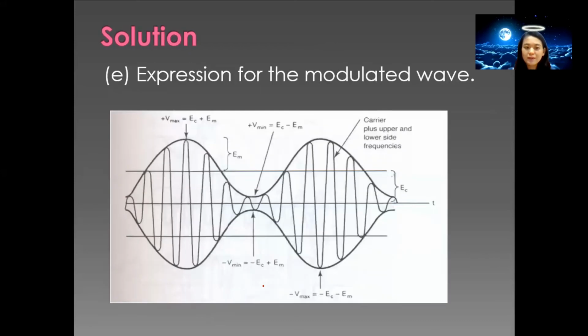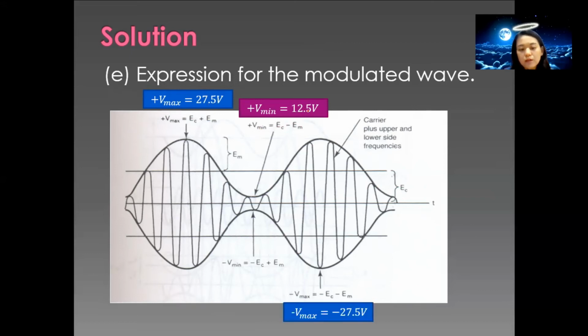So we just draw it. We will have our upper sideband frequency signal and our lower sideband frequency signal, and in the middle is our carrier signal. After we draw it out, we know that our V maximum is equal to EC plus EM, which we calculated just now as 27.5 volts. Our V minimum is EC minus EM, which is 12.5. For the negative side it is the same, just change to negative values, so negative V minimum is negative 12.5 volts.